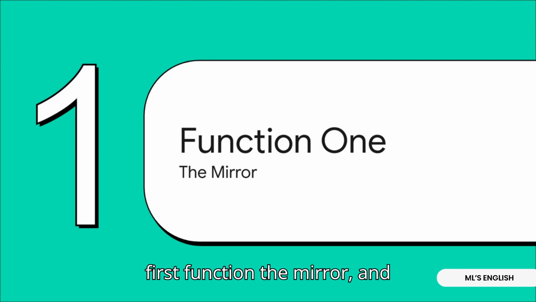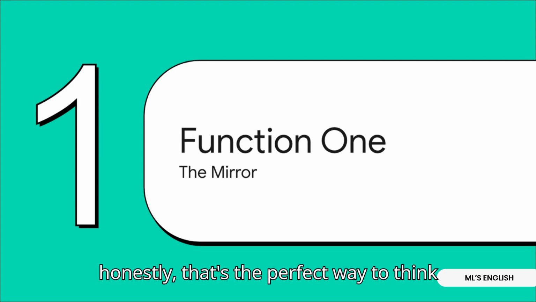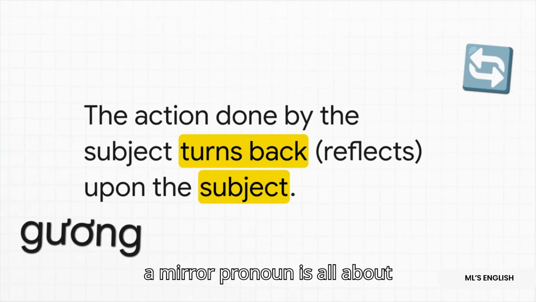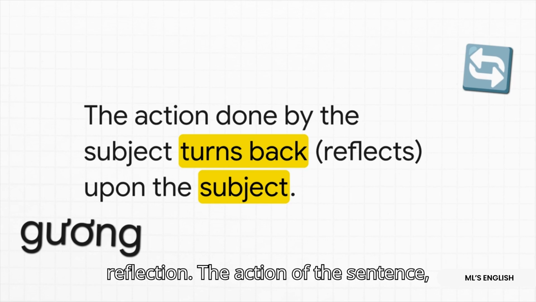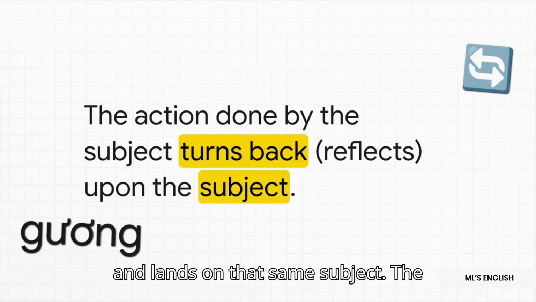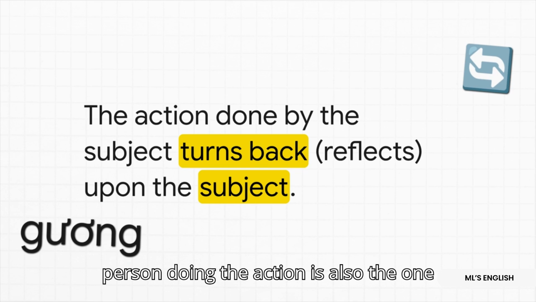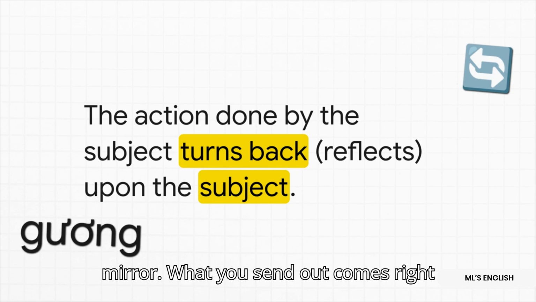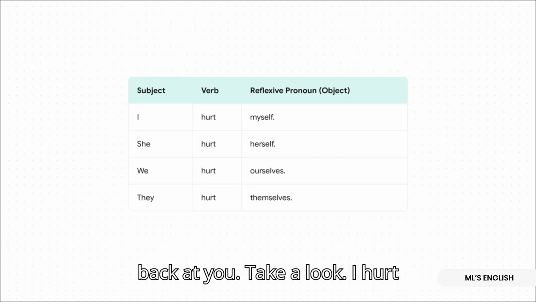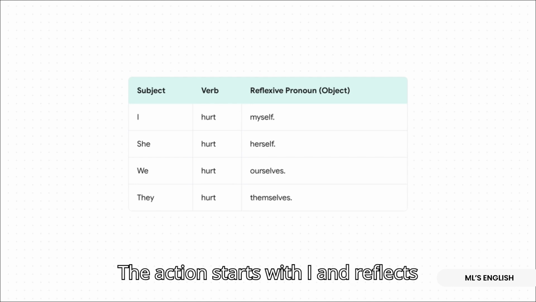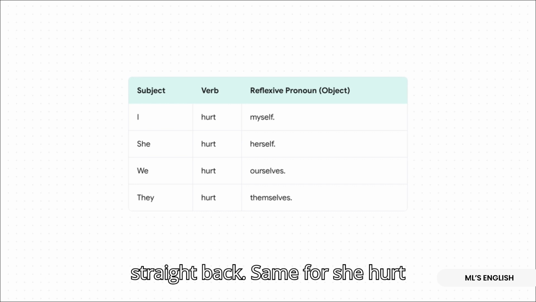We're going to call the first function the mirror. And honestly, that's the perfect way to think about what this type of pronoun does. So a mirror pronoun is all about reflection. The action of the sentence, the verb, is done by the subject, and it turns right back around and lands on that same subject. The person doing the action is also the one receiving it. It's just like looking in a mirror. What you send out comes right back at you. Take a look. I hurt myself. Who did I hurt? Myself. The action starts with I and reflects straight back. Same for she hurt herself or they hurt themselves.